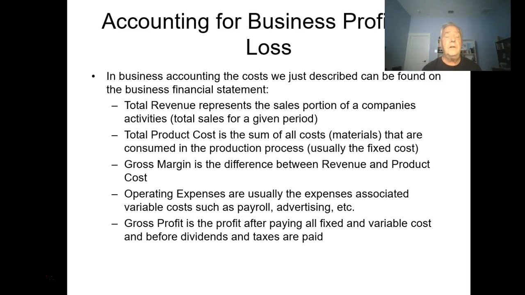So their end result from an accounting standpoint would be gross profit, and it would be after paying all fixed and variable costs, and it's before we pay any dividends or taxes. So that's probably what we mean by gross profit. It's also sometimes called operating profit.